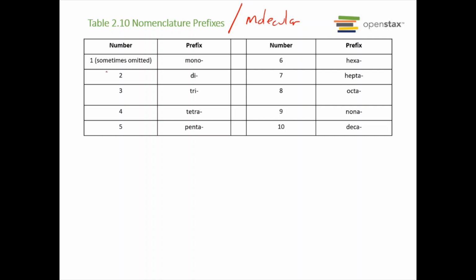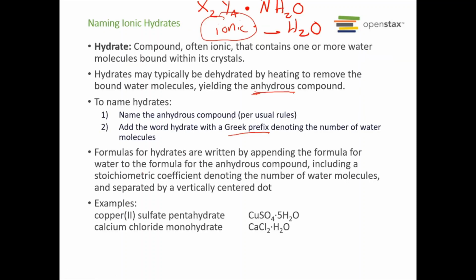So 1 is mono, which sometimes is omitted. For molecular, we'll go into the rules on that. 2 is di, 3 is tri, 4 is tetra, 5 is penta, 6 is hexa, 7 is hepta, 8 is octa, 9 is nona, and 10 is deca. So these would look very familiar because these are the same prefixes we often use in geometry classes. So again, just familiarize yourself with these, that way you become very familiar. Usually students get these later ones more confused. Okay? So let's look at a few examples to kind of show you what we mean.